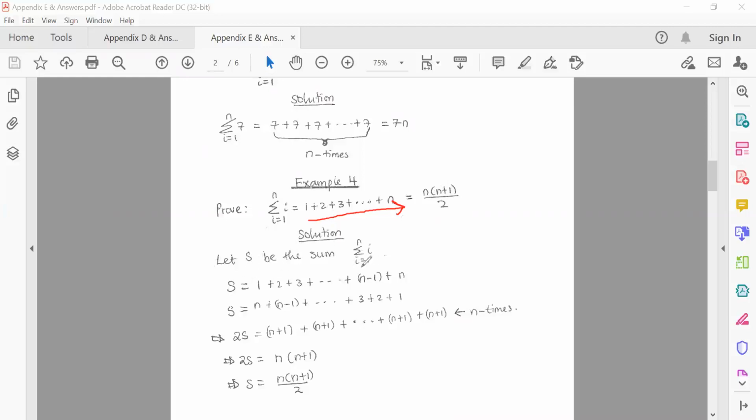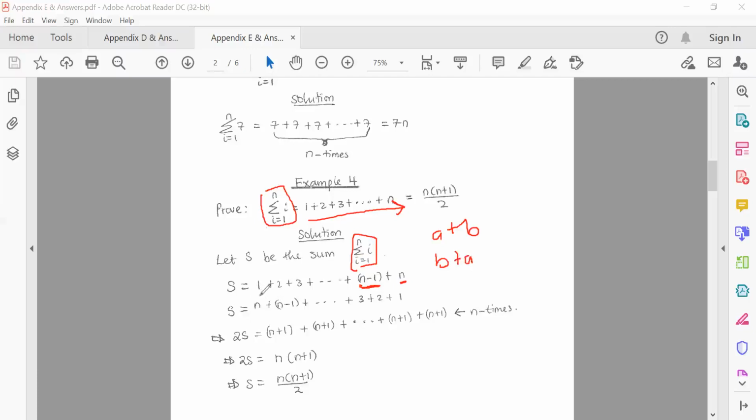We say let S stand for the sum. So S stands for this sum that we're trying to prove. Now, there's 2 ways of writing this. S will be equal to 1, 2, 3, all the way to, remember I told you always include at least the last 2 terms, which is n minus 1 and n. And S can also be written in the reverse order, because remember, a plus b, because I'm adding 2 things, the order does not matter here. So a plus b is the same as b plus a. We say addition is commutative. Commutative means order does not matter.